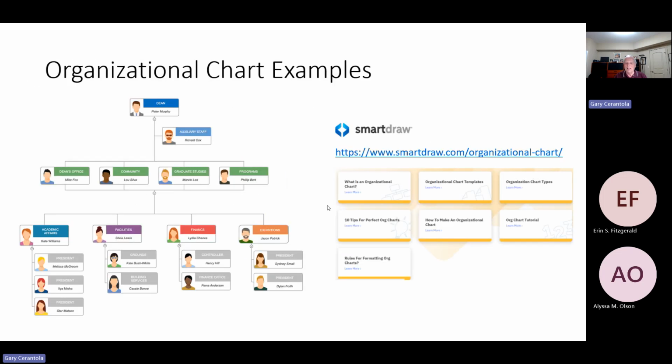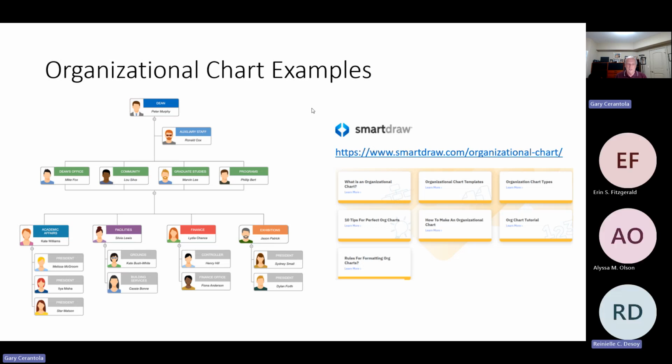Okay, so let's get right into organizational chart examples. There's a software that you can do a trial on called SmartDraw. And when you do your organizational chart for your team input, I don't want to see it hand drawn.